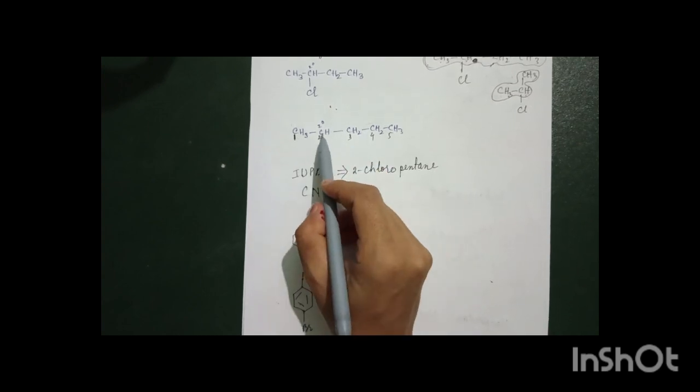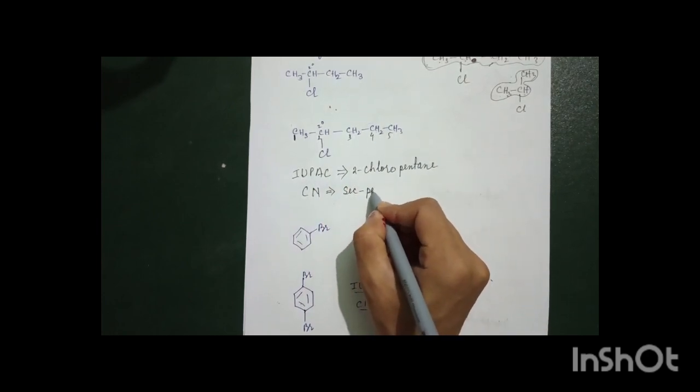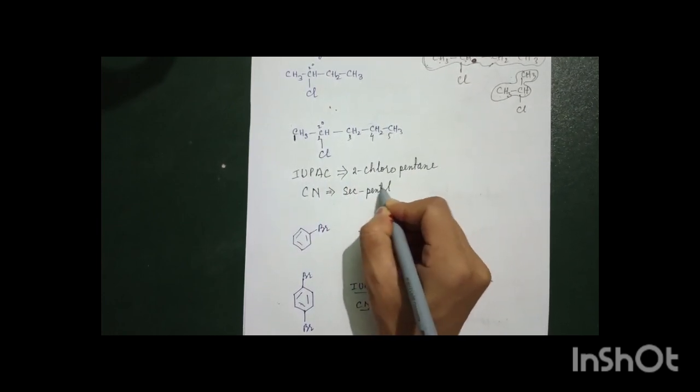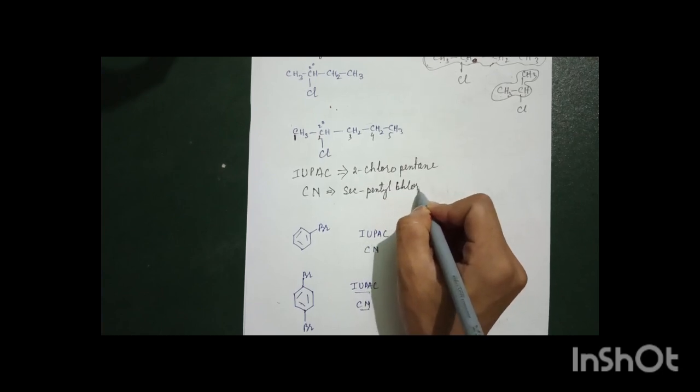Okay, how many carbons are there? 1, 2, 3, 4, 5. Secondary pentyl bromide. This is what? Chloride, C-H-L-O-R-I-D-E. Okay, so always have a clear idea about iso, secondary.